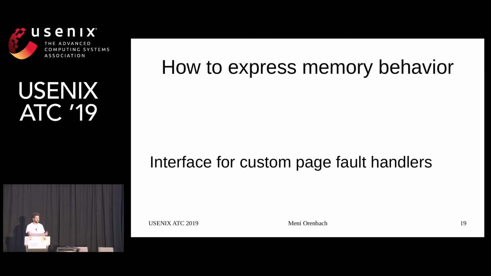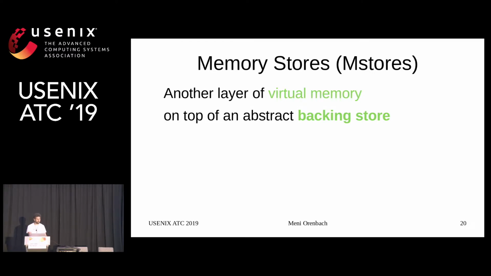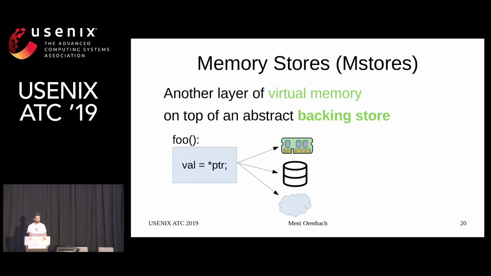But the question is, how should we express the memory behavior, or what is the interface that is needed to support custom page fault handlers, right? We need a new software abstraction. And this is memory stores, or in short, memstores. Memory stores are another layer of virtual memory on top of an abstract backing store. And the backing store can be anything. It could be volatile memory, a persistent storage, even remote memory in the cloud. It doesn't matter. Virtual memory, on the other hand, is much more interesting.